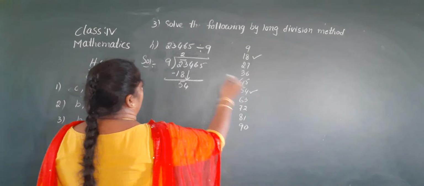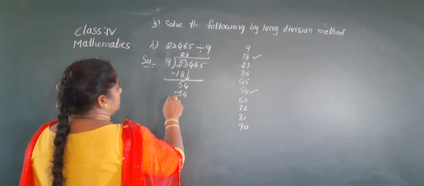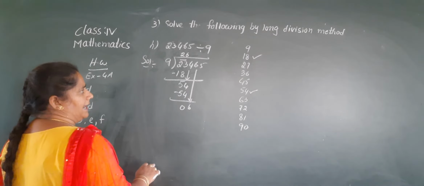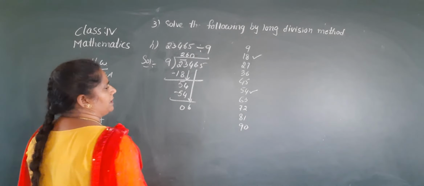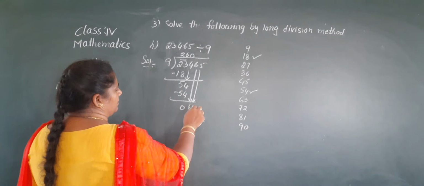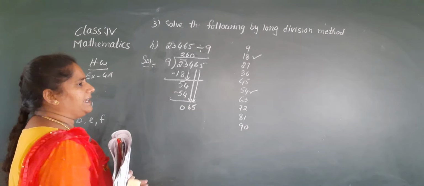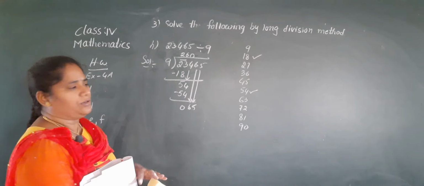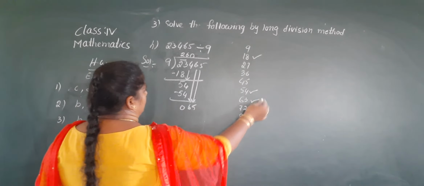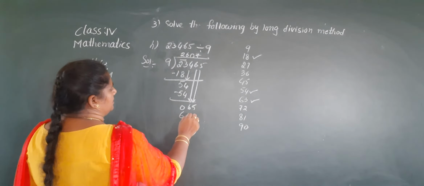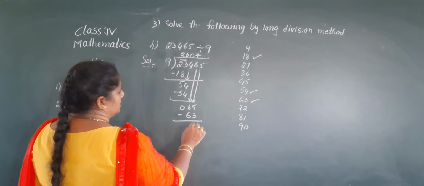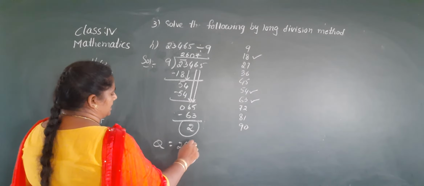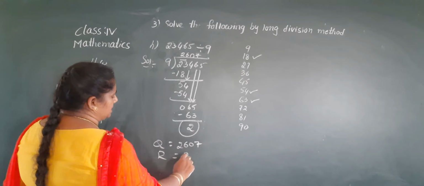So 9 6s are 54, remainder 0. Take down 6. 6 is not divisible by 9, so we keep 0 in the quotient place and take down 5. I explained so many times, if you take two numbers at a time, we keep 0 in the quotient place. 65, the nearest number is 63. 9 sevens are 63. 65 minus 63 is 2. So the quotient is 2607 and the remainder is 2.